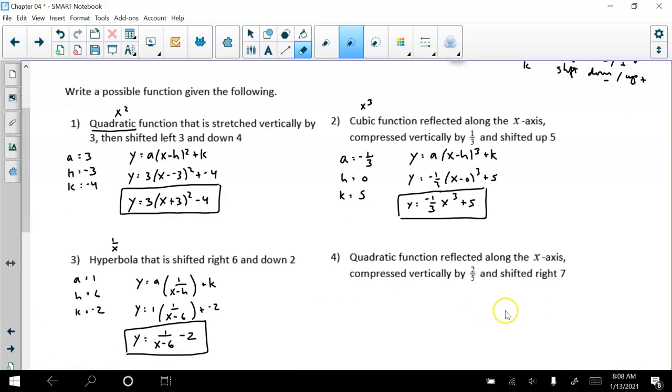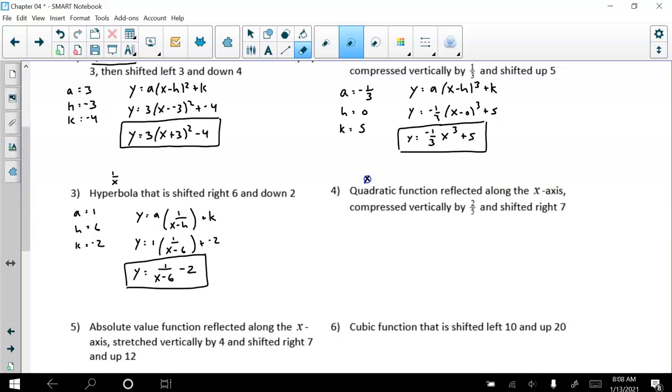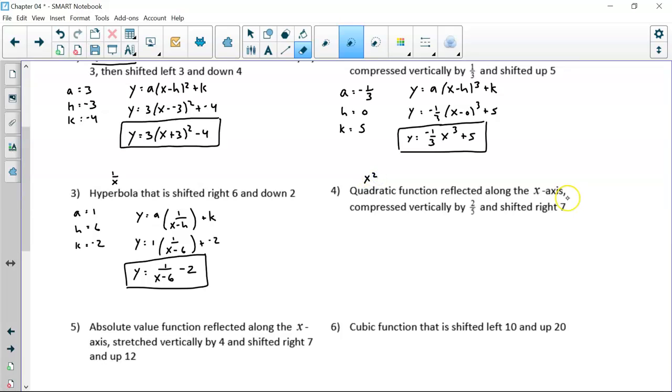Number 4 is a quadratic again, so think x squared, reflected along the x-axis, and compressed vertically by 2/5. So a is negative because of the reflection, and 2/5 because of the compression. And then h, we're shifting to the right 7. h is 7. And k, we're not going up or down, so it's 0.